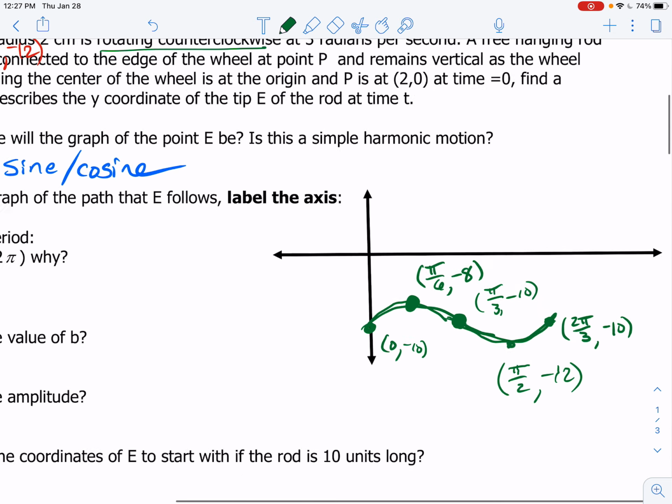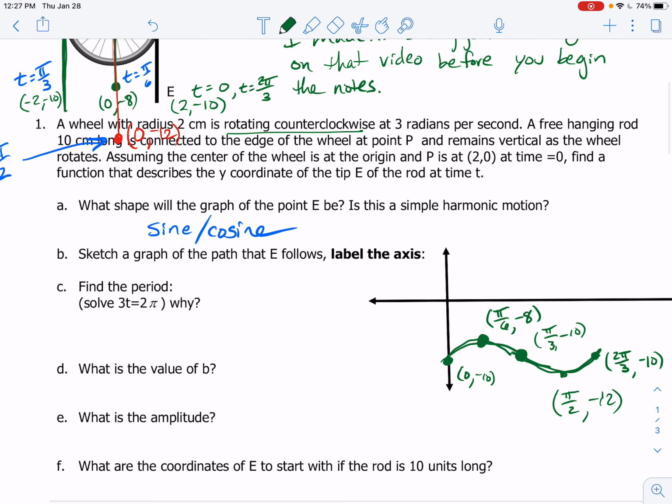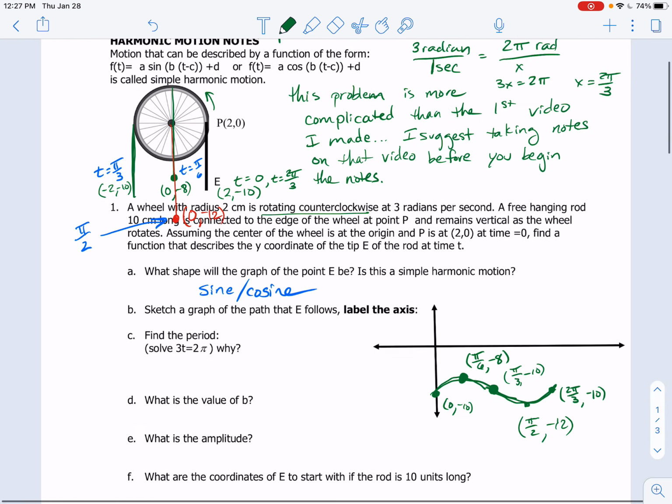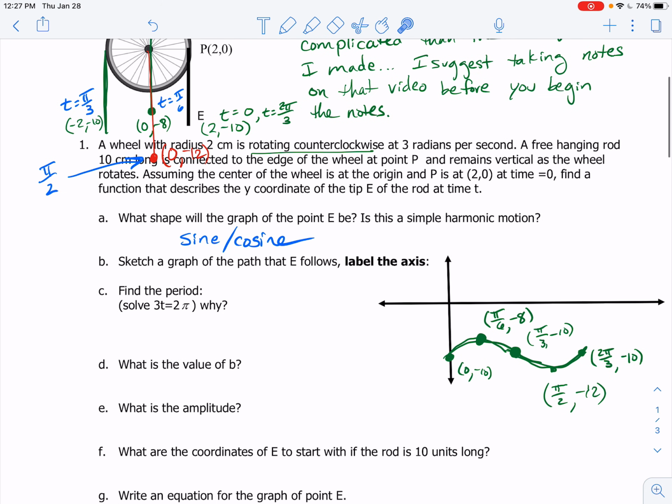Okay, so those are the points that we care about. So find the period. We already did. This was up here when we said, well, if it does 3 radians in 1 second, how long does it take it to do the whole rotation? And that was 2 pi, so it took 2 pi over 3. So the period is 2 pi over 3.